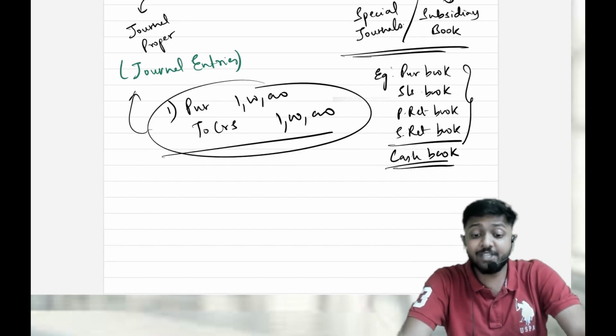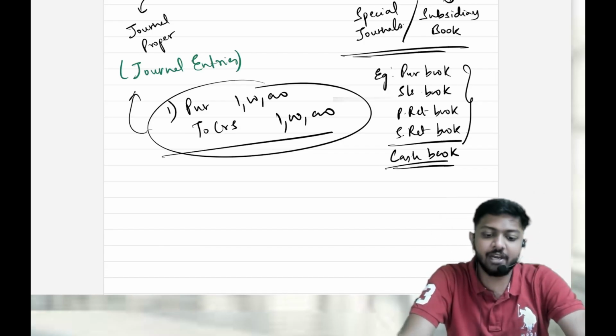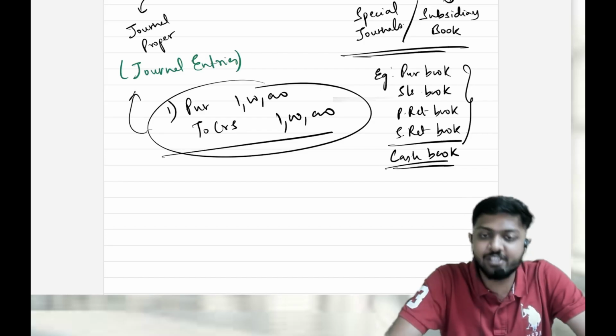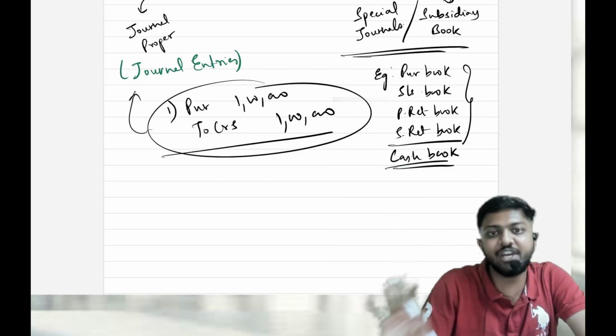Only if you purchase goods for the purpose of resale, only that will come in the purchase book. Your purchase of furniture and other capital assets on credit will not come in the purchase book. So then what to do for those? It will come via the other route, which is the journal proper route. That means you have to properly pass a journal entry.